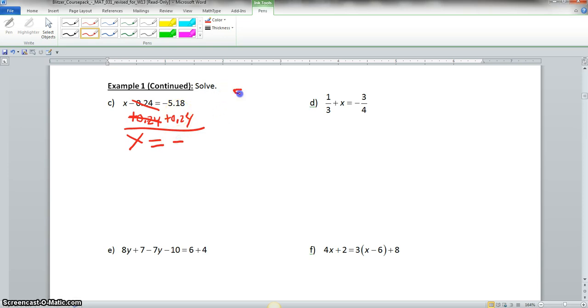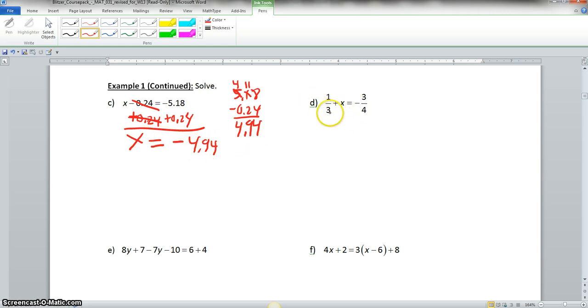And we can go off to the side here and take 5.18 minus 0.24. 8 minus 4 is 4. We know we cannot take 2 from 1, so we'll borrow 1 from this 5 and make it a 4, and this 1 will be an 11. 11 minus 2 is 9. Bring down your decimal, and 4 minus 0 is 4. So it'll be a negative 4.94. And that will be your final answer.